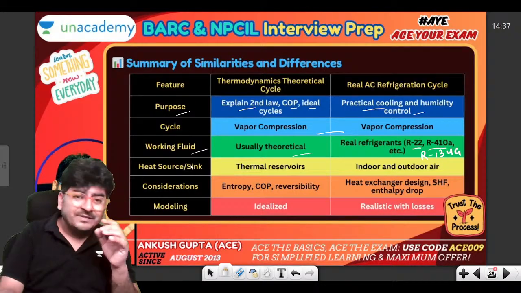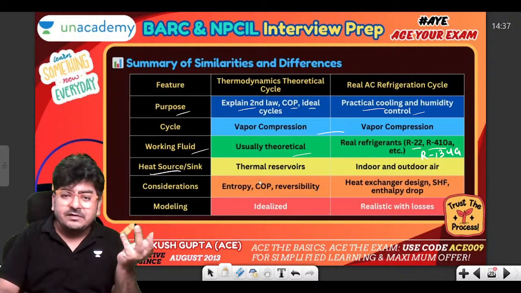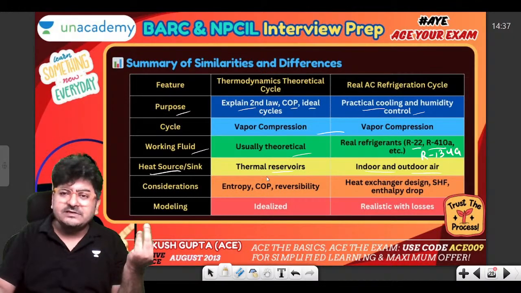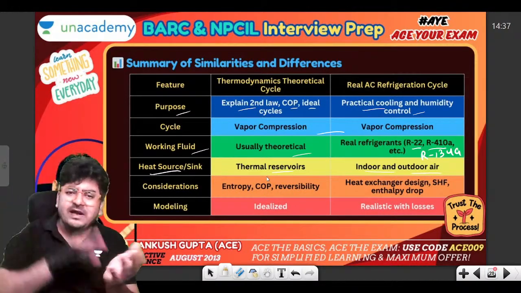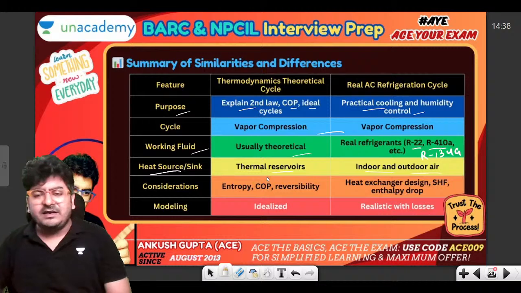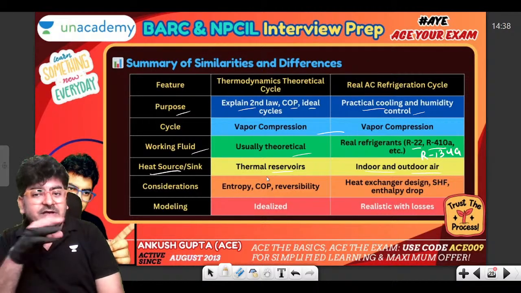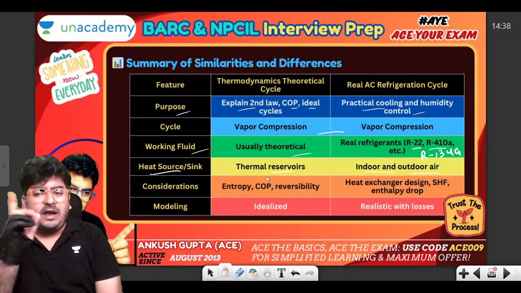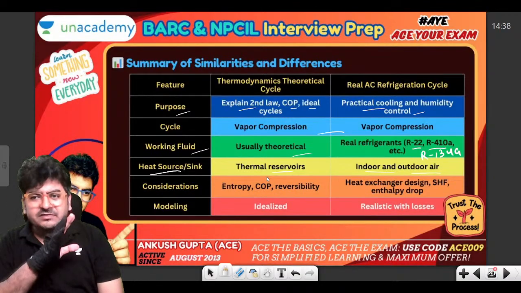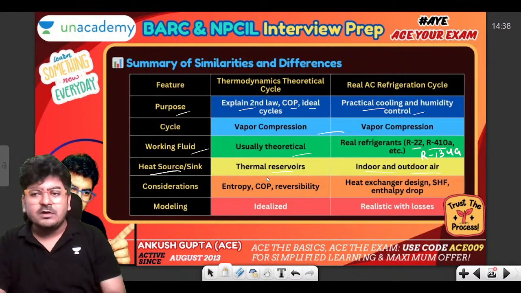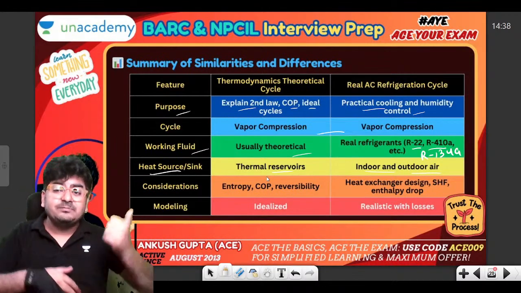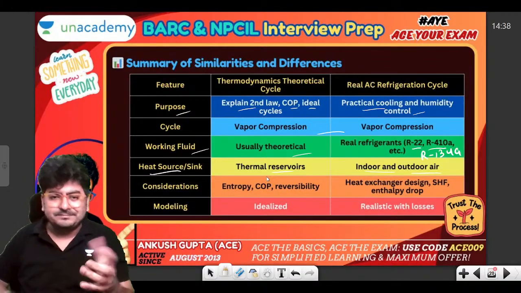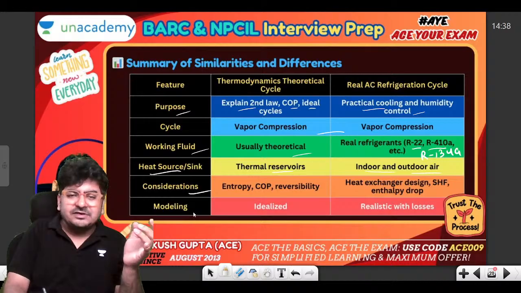Okay, so heat source and sink, thermal reservoir, here indoor and outdoor air. वहां पे तो हम थर्मल रिजर्वायर का कॉन्सेप्ट बोलते हैं, हाई टेम्परेचर रिजर्वायर, लो टेम्परेचर रिजर्वायर. But here it is in the air conditioner. The air inside the room is the low temperature reservoir and the air outside the room is the high temperature reservoir. Because summer में ही तो आप AC use करते हो, when the temperature of outside air is more and you want the temperature of indoor air to stay low. Okay, these are the considerations and modeling.